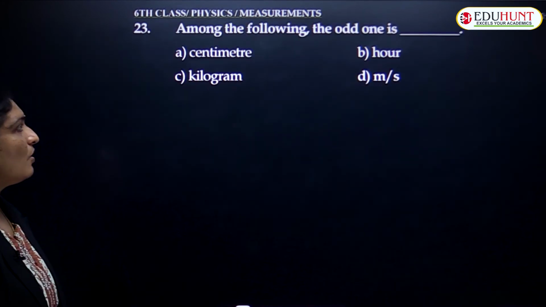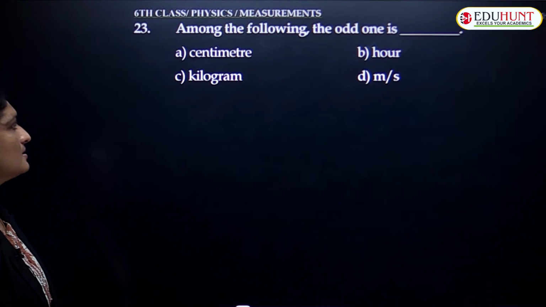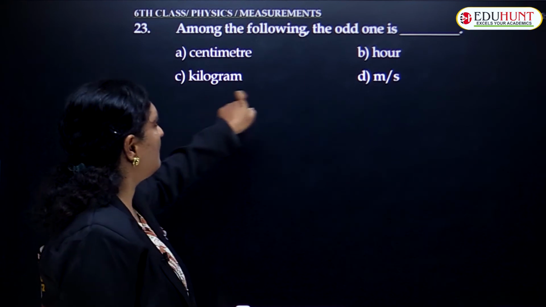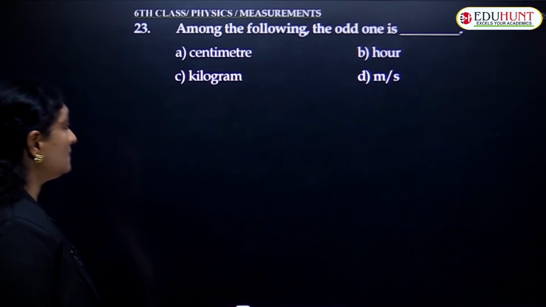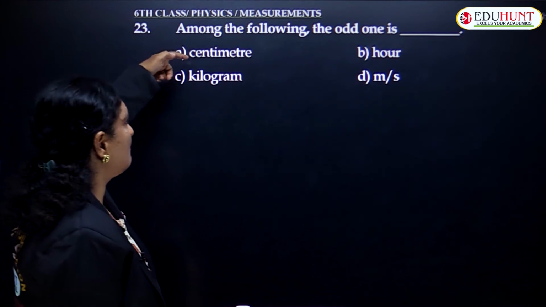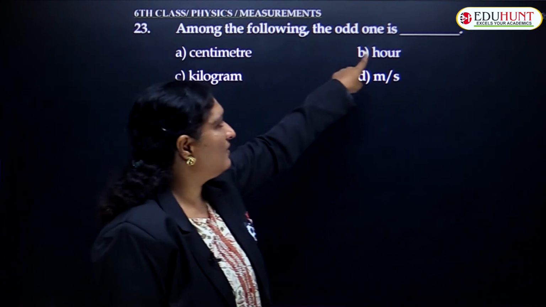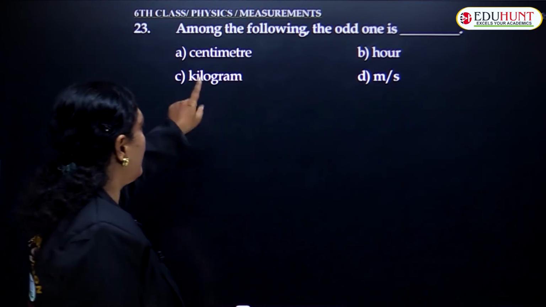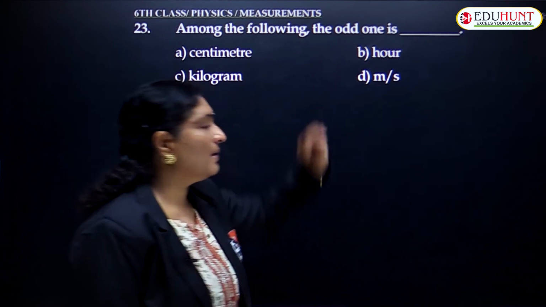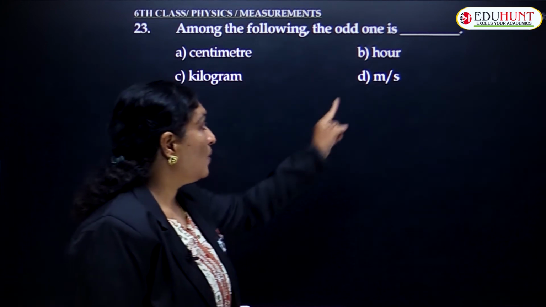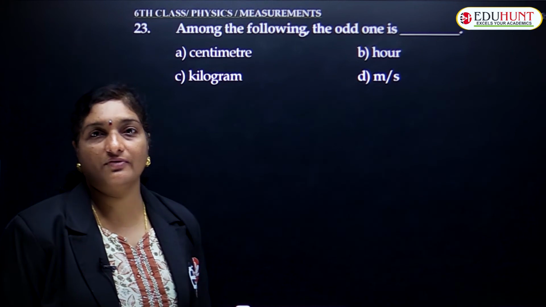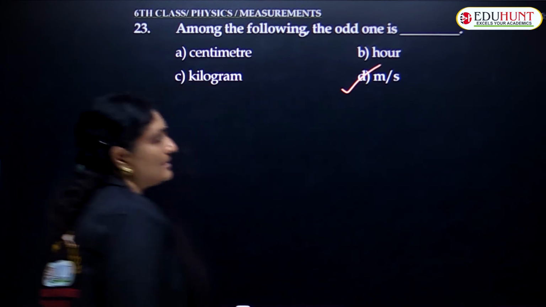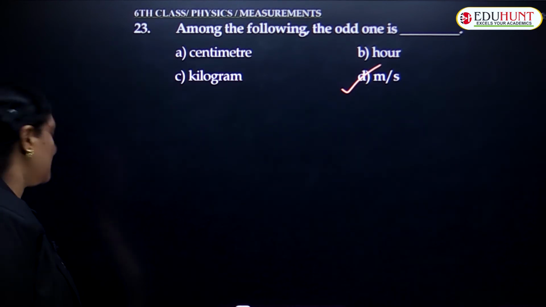Next, among the following, the odd one is, children, if you observe here, it is centimeter, hour, kilogram and meter per second. So, centimeter we will be measuring for length, hour we will be measuring for time, whereas kilogram we will be measuring for mass. Here mass, length and time come under fundamental quantities, whereas meter per second is the unit for speed, which is a derived quantity. Hence, the odd one among these is option D, that is meter per second.